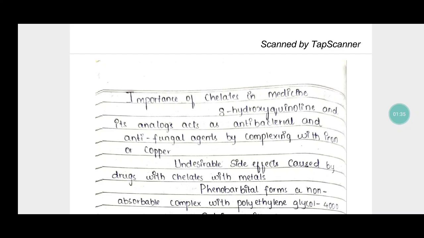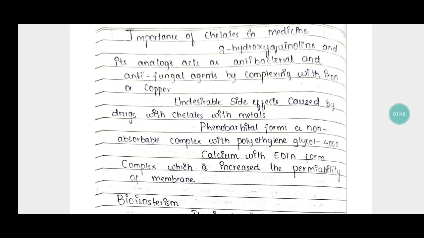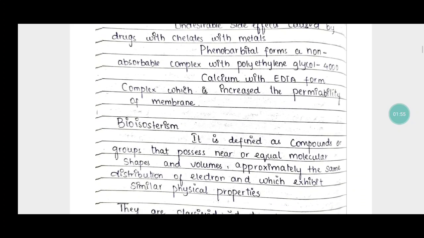So there are side effects caused by drugs which chelate metals. Phenobarbital forms a non-absorbable complex with polyethylene glycol 4000, and calcium with EDTA forms a complex which increases the permeability of the membrane.